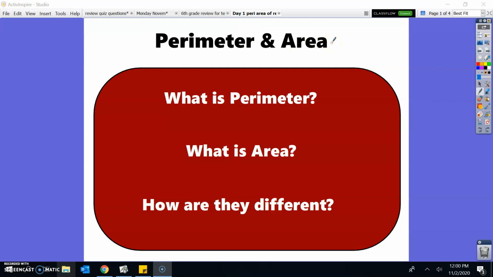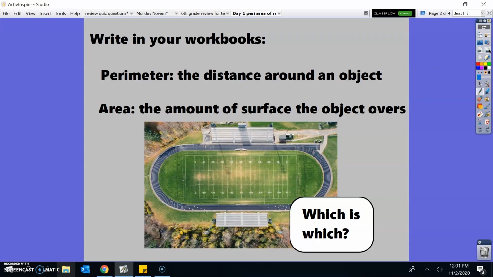The first two questions we want to answer today is what is perimeter, what is area, and how are they different? So in order to understand the difference between perimeter and area, we're going to open up to page 43 in your math workbook, and you are going to fill in these two definitions for both perimeter and area. So at the very top for question number 1, it says to look at the two rectangles below, and on the screen you see there's a picture of a football field.